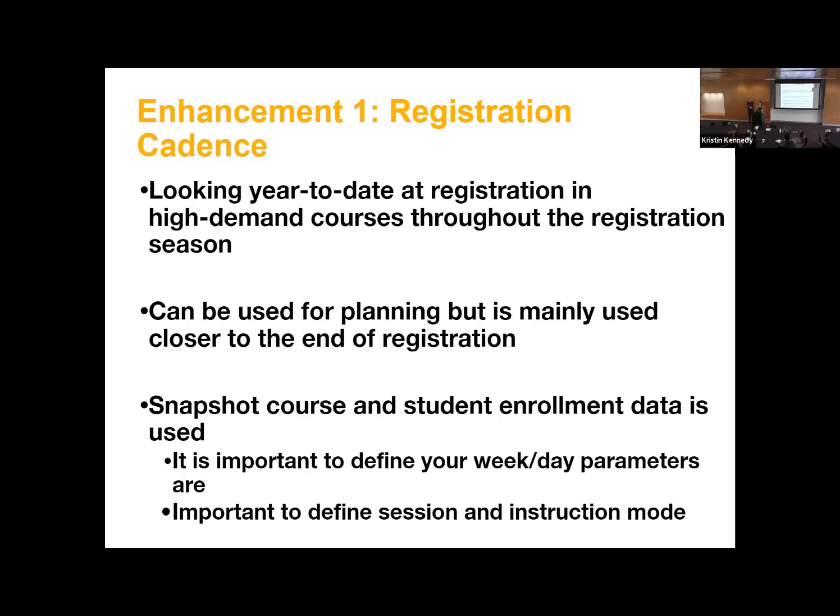Some of the important things when doing this kind of analysis is being able to define what your week and day parameters are. In the data, you have these week and day fields, and you have to decide: is enrollment as of day 8 most important to you? Are you more concerned with 21st day enrollment or enrollment as of the add drop deadline? Those are really important to define in your data set. For this, we are focused on enrollment as of the add drop deadline, as of each of the sessions, which will look very different for session B.